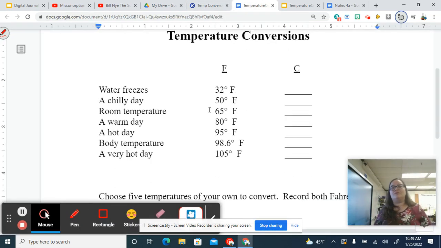Alrighty, so really quickly, I just want you to do some conversions from Fahrenheit to Celsius. So first, what's our formula? We're going from Fahrenheit to Celsius, so what operations are we going to use? Right, operations that make the number smaller. We're going to use subtraction and division. So you're going to do the number here minus 32, and then you're going to hit enter, and then you're going to divide by 1.8. Do that for this first one.